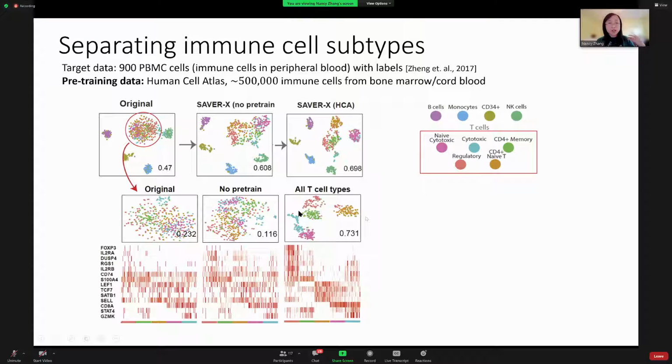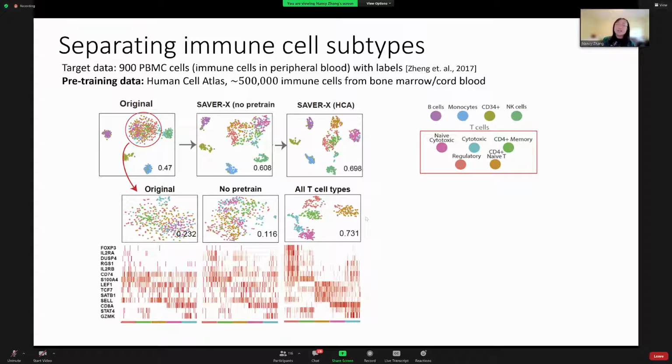If you pre-train on the Human Cell Atlas, which at the time we did it was 500,000 immune cells, you see that you are able to tell apart all of the T cell subtypes that were known for this data set. In this original UMAP, the pink and green are mixed together, but if you take these cells and do a separate UMAP of them by themselves, you see that they all separate. And in the heat map, the T cell markers become much more clear.